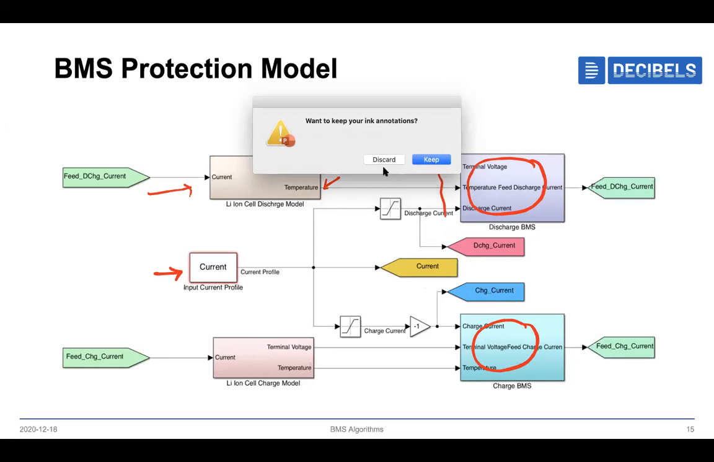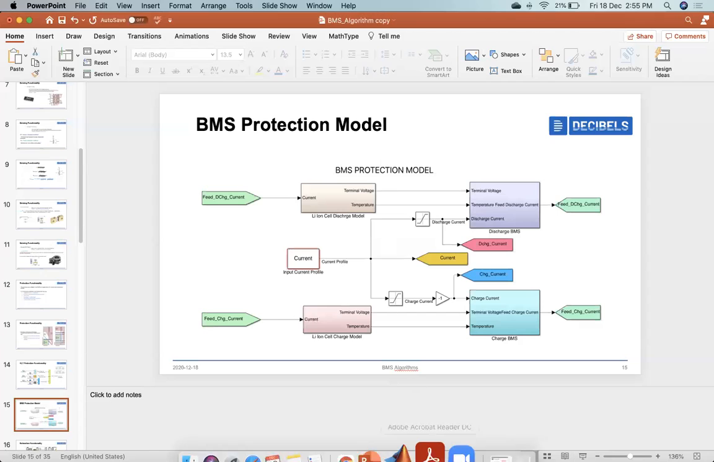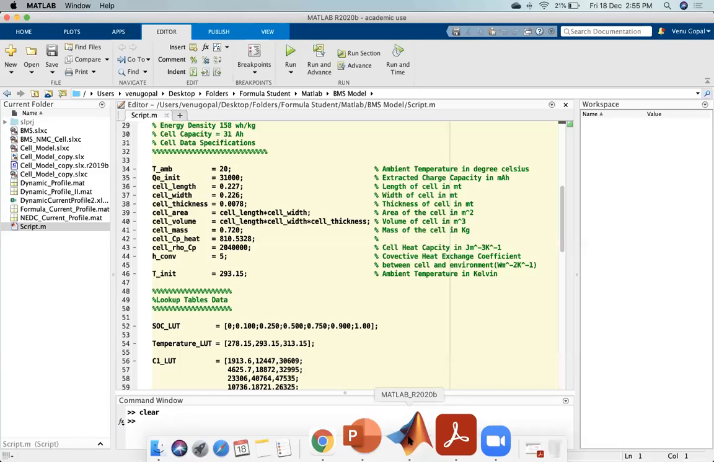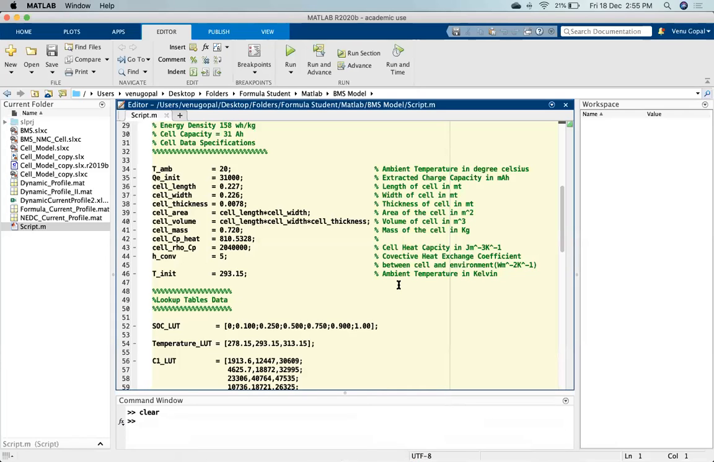Give me a second over here. I hope you can see my MATLAB screen. If yes, can you please write to us in the chat box? Yes, we know it's visible.